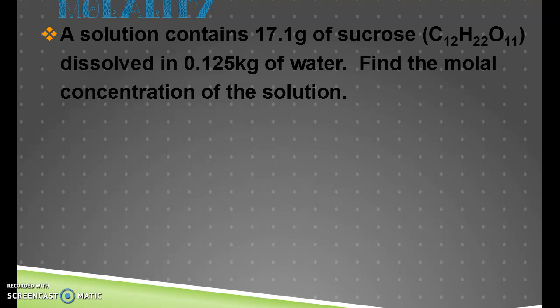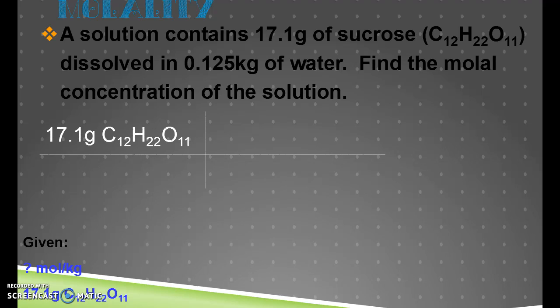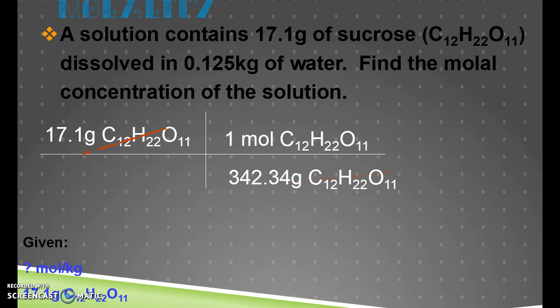Remember our formula for molality is moles over kilograms. So we already have kilograms for our solvent, but our solute is in grams, so we're going to need to do a quick conversion to move that from grams to moles. And let me just pull that information up so we can move right through that because we've already discussed it. Okay, so we're going to take our 17.1 grams of our sucrose, find the molar mass of that, and plug that in and solve for the amount of moles. So for every mole of sucrose we have 342.34 grams, which means that we have 0.0500 moles of the sucrose.